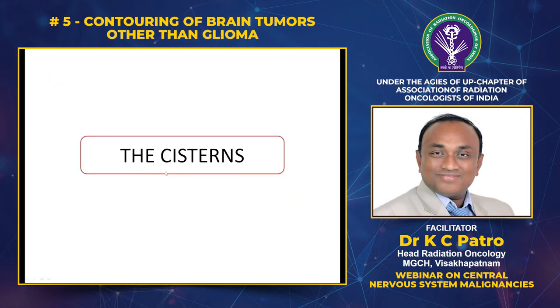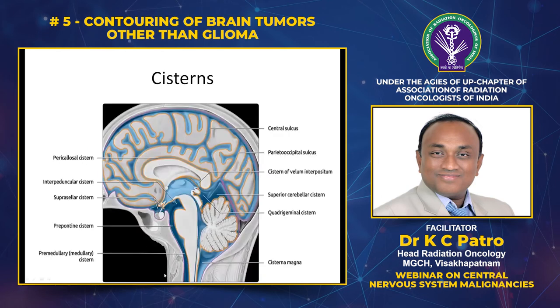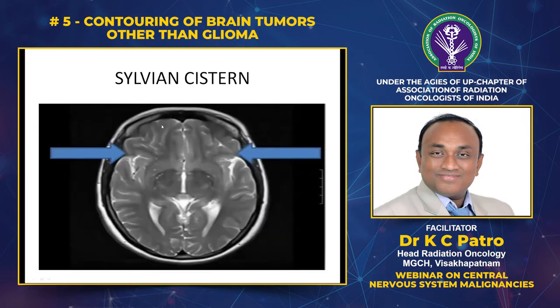Apart from that, the cisterns are also important when you are going for whole ventricular radiotherapy. So what are the cisterns? There is the perimesencephalic cistern, interpeduncular cistern, nothing to worry, I will tell you everything. Suprasellar cistern, prepontine cistern, premedullary cistern, the various supracerebellar cistern, quadrigeminal cistern, and cisterna magna. So this is the Sylvian cistern. You can see the Sylvian fissure here, and this is the Sylvian cistern.